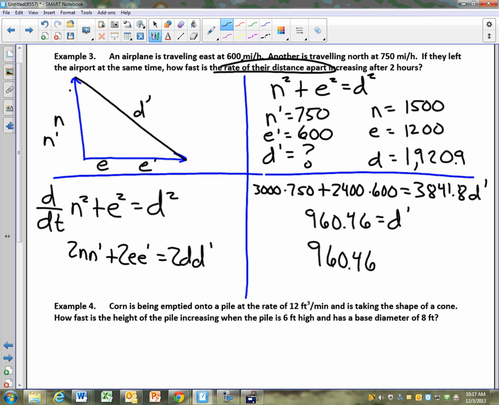What's my label? Miles per hour. Does it make sense that that number is greater than the other two rates? Yes. Any questions how I figured that out?